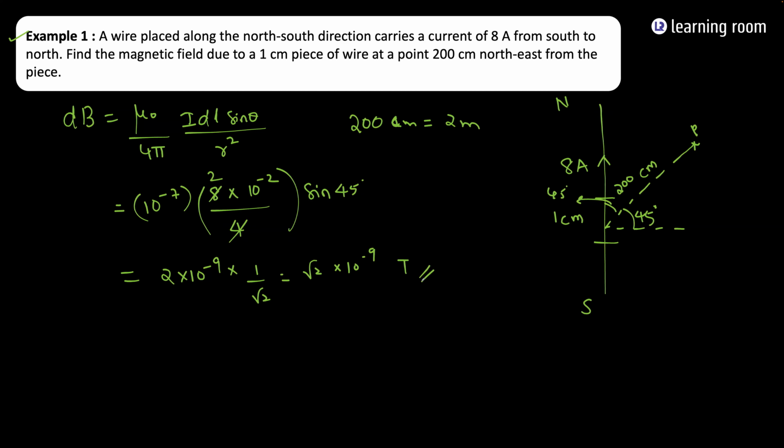So current is flowing in the upward direction. Place the thumb of your right hand in the direction of current. Curl the fingers. So on the right of it, your fingers are going and hitting the board. So since it is hitting the board at point P, it is into the plane. So here the magnetic field is going to be of value root 2 into 10 power minus 9 into the plane.